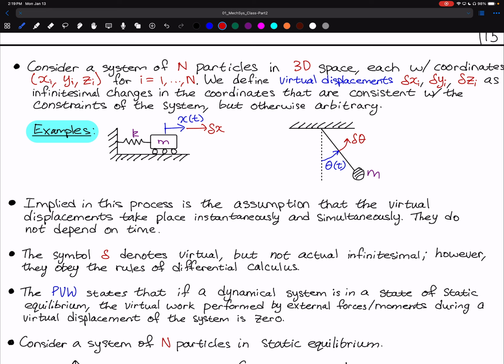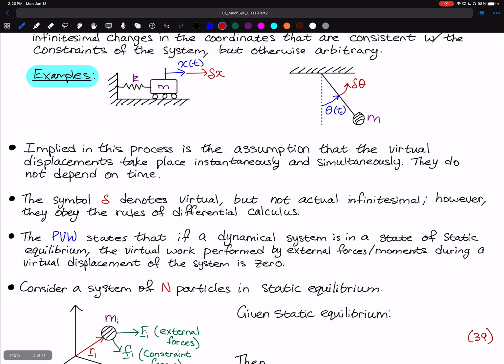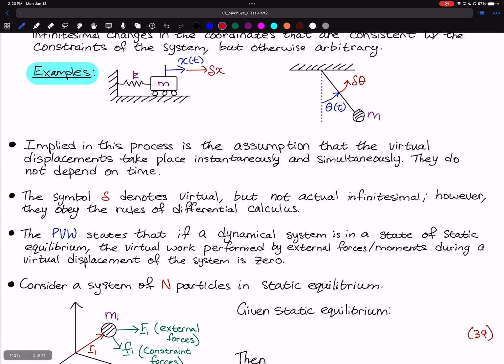And we're assuming that this takes place instantaneously and that it simultaneously happens for all of the degrees of freedom at the same time. And they're independent of time as well. Okay, so this symbol delta here is what we're going to use to denote virtual. It is not a differential, but it does obey the rules of differential calculus. So it denotes virtual, but it's not actually infinitesimal. It's not like a dx or a dy. It's a delta x, delta y. But it still obeys rules of differential calculus.